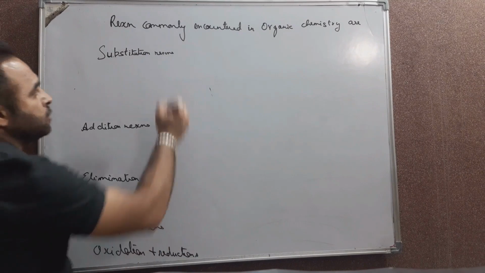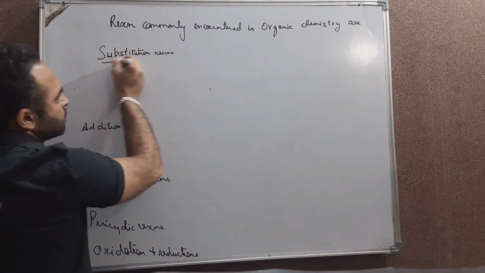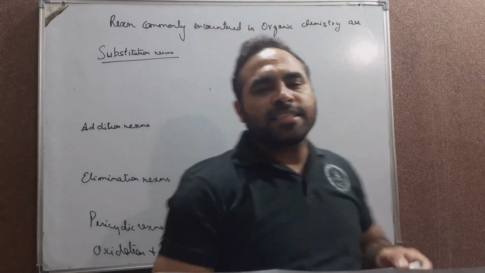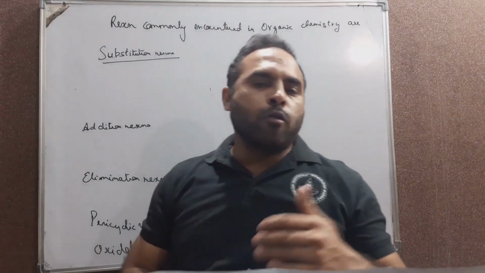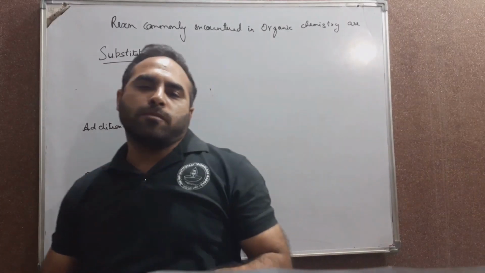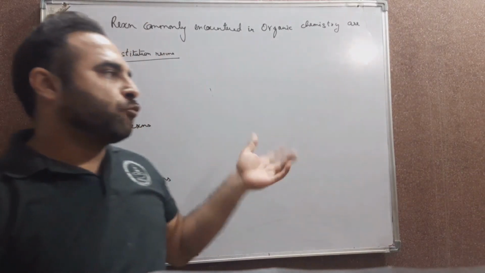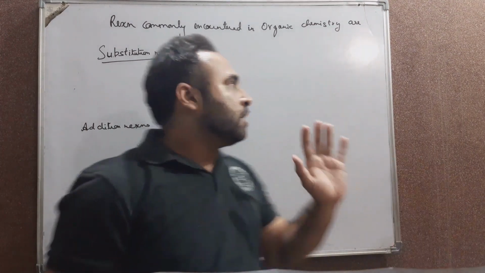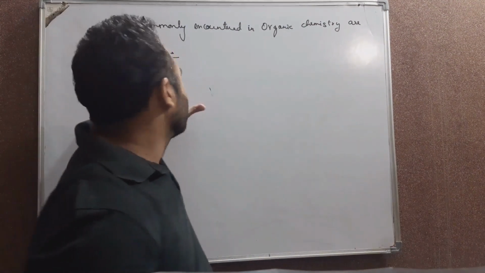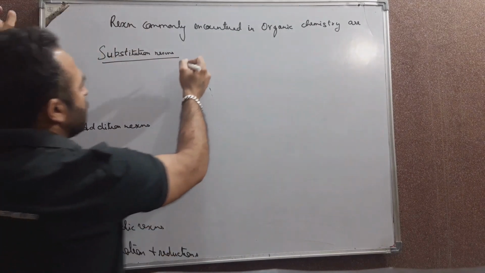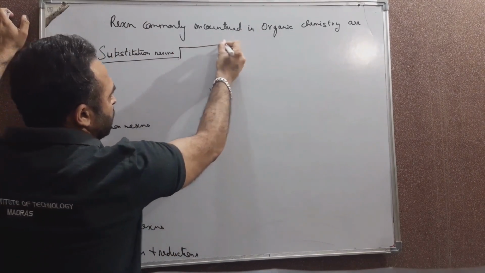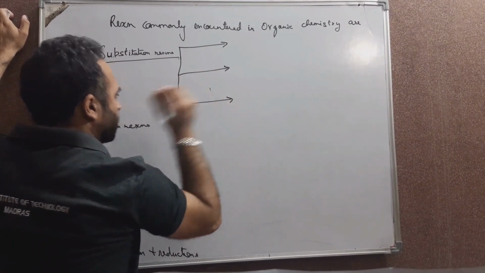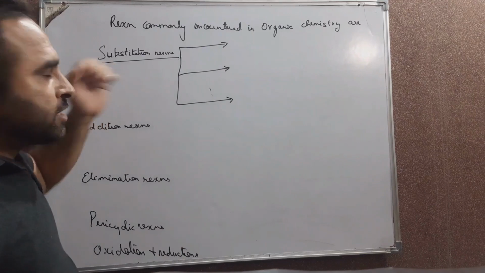So substitution reactions means, substitute means what? It means to replace an atom or a group with another atom or a group. Okay, we have to replace one atom with another atom or one group with the other group. That is called a substitution reaction. Substitution reactions are of three types.